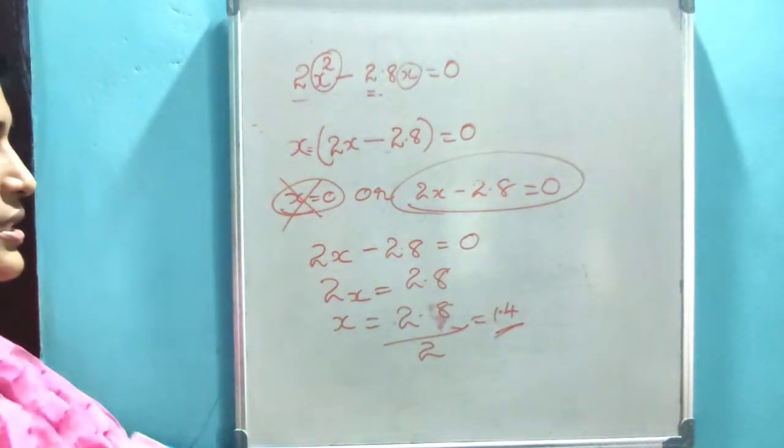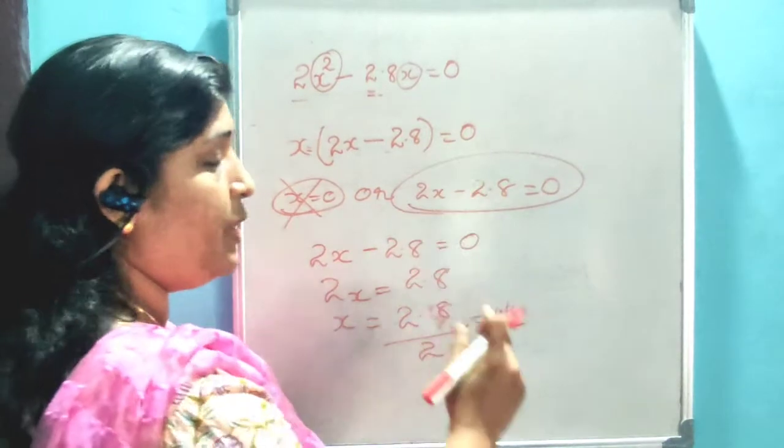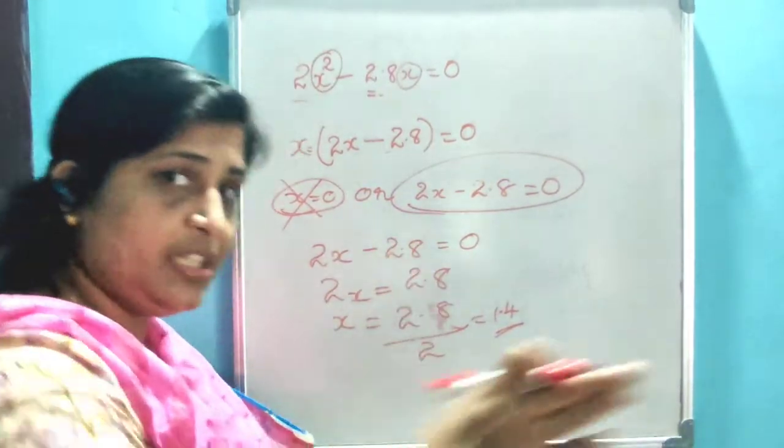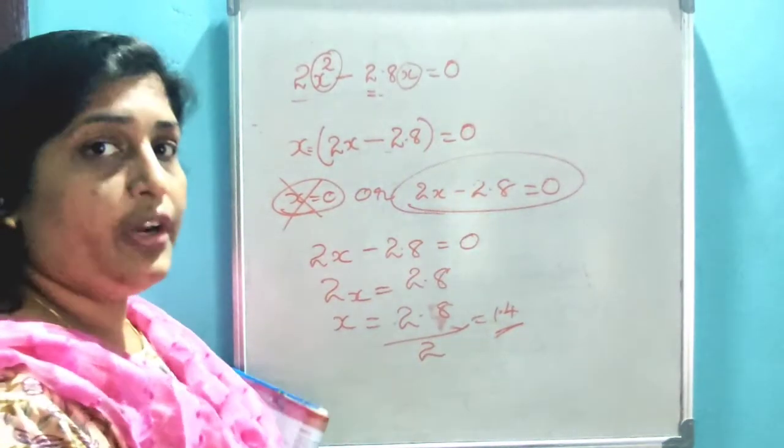That is, our rod slides down 1.4 meter from the top end, and the same distance it slides down in the bottom, on the ground, also.